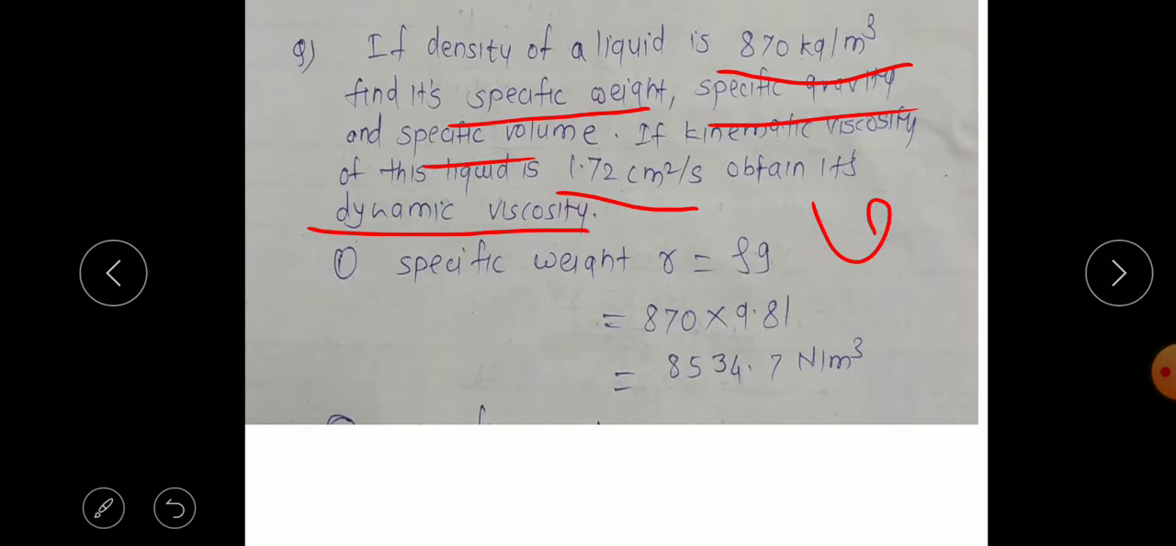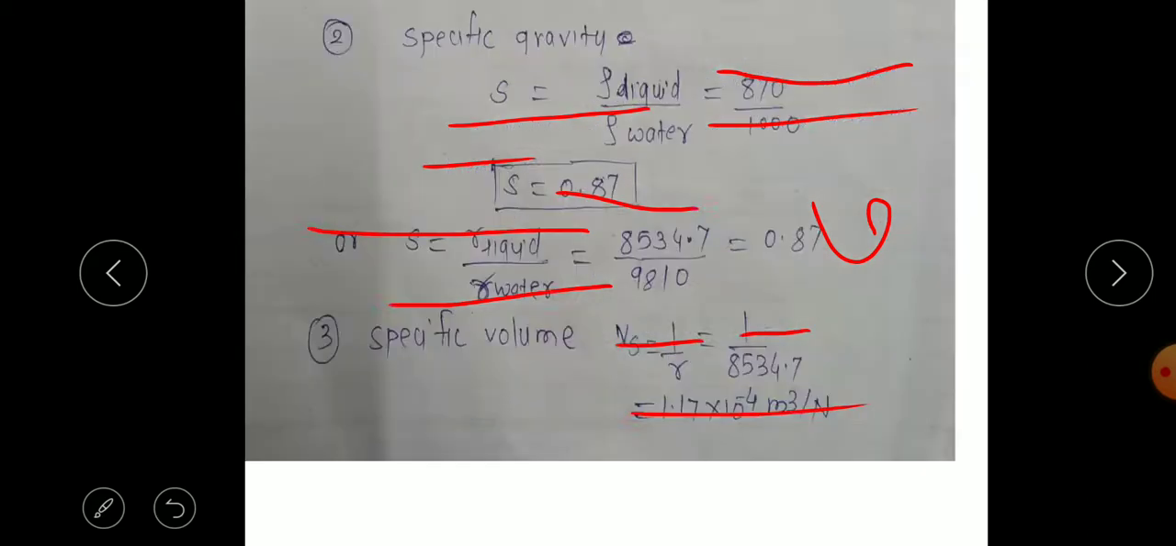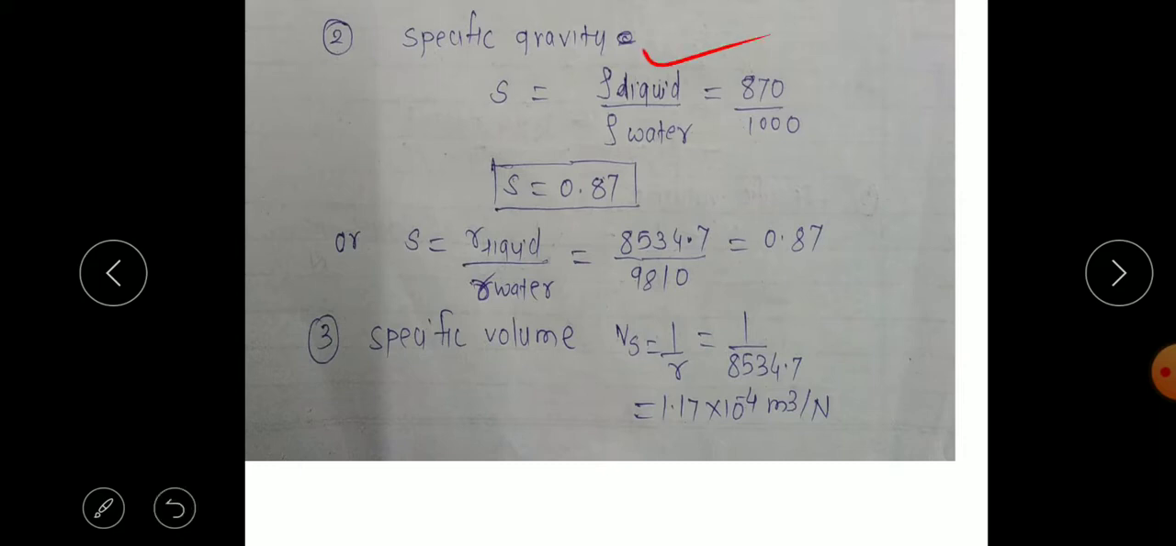So we already know the specific weight is rho g. Density is 870 and g is 9.81. We get specific weight 8534. Next we have to find the specific gravity. It is the ratio of density of the given liquid to the density of water. So we get the specific gravity of that liquid as 0.87.